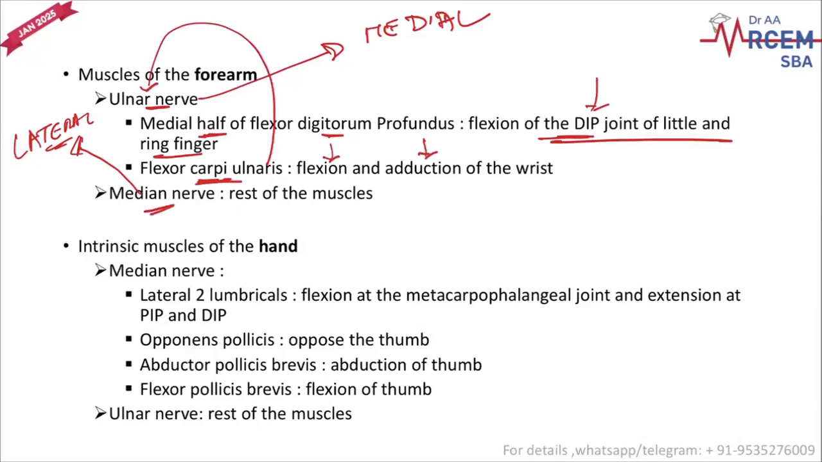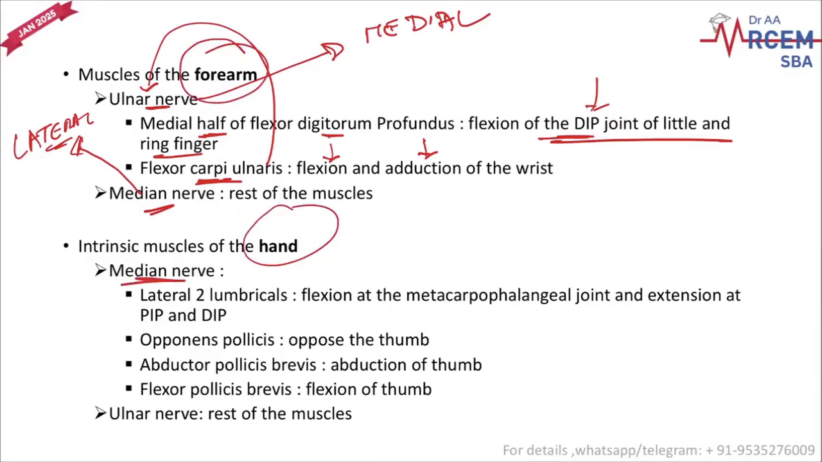What about the median nerve? Median nerve supplies rest of everything. Lateral half of the flexor digitorum profundus, flexor digitorum superficialis, flexor carpi radialis. All this is supplied by the median nerve in the forearm. What about in the hand? In the hand, the median nerve becomes here.